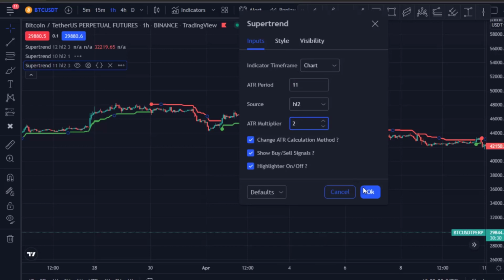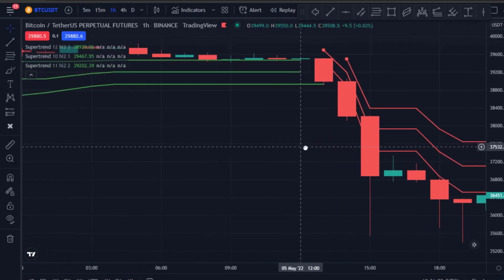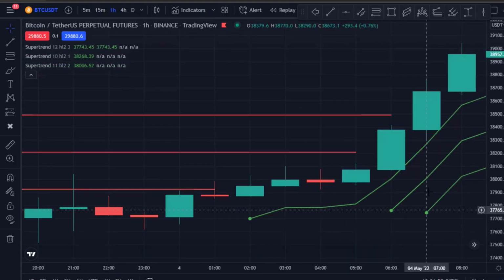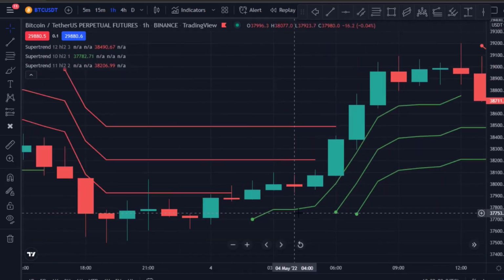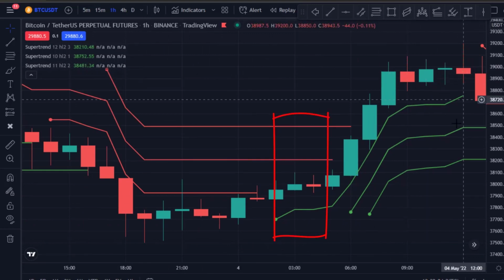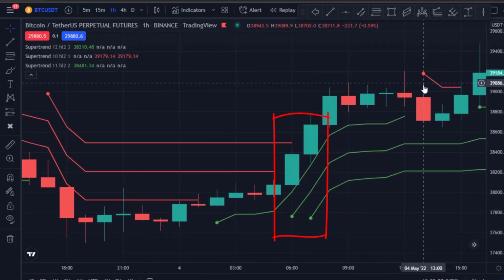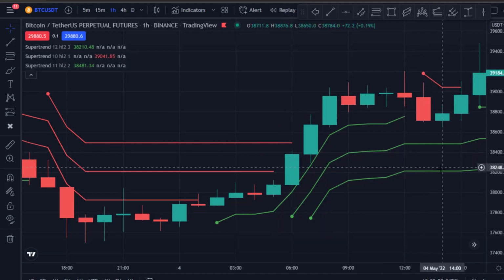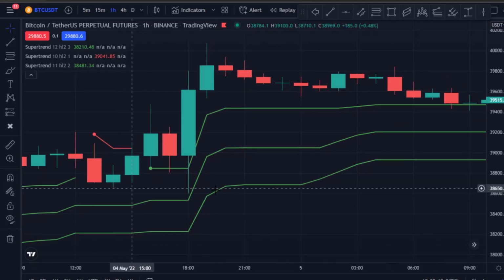The way we use the Supertrend strategy is by only taking positions if all the lines are the same color. For example, in this chart, we can see that the bottom line is green, but the other two lines are still red. So you don't want to take positions yet. Next, you can see at this point all the lines turn green, and this is where you want to take a buy position.